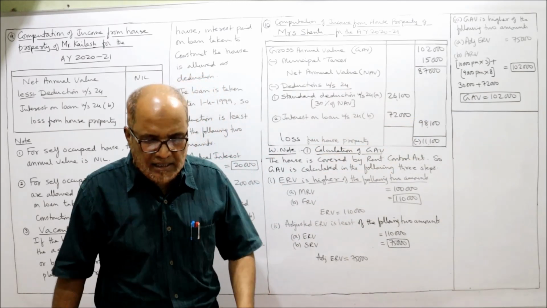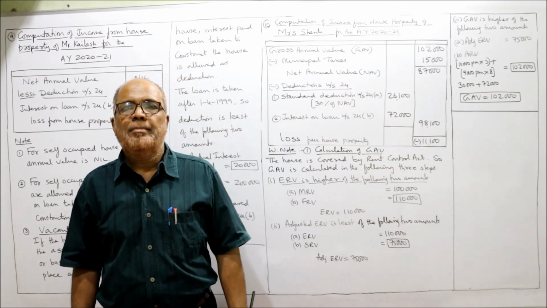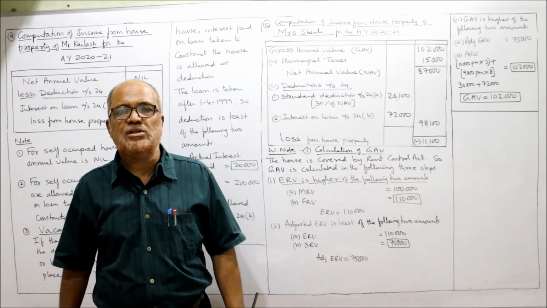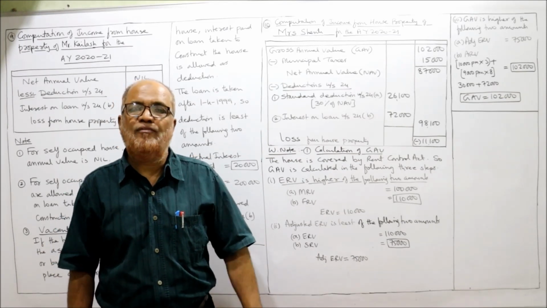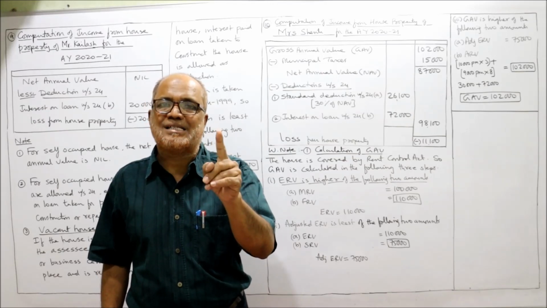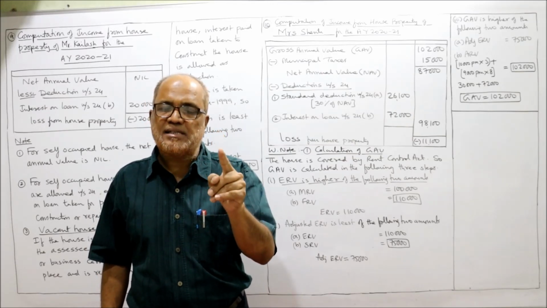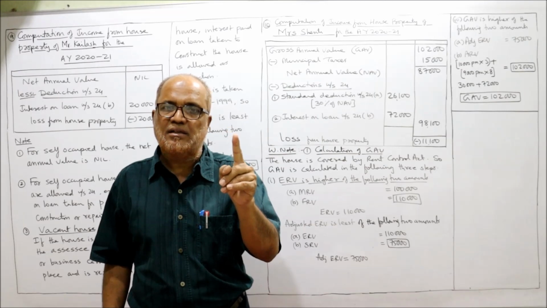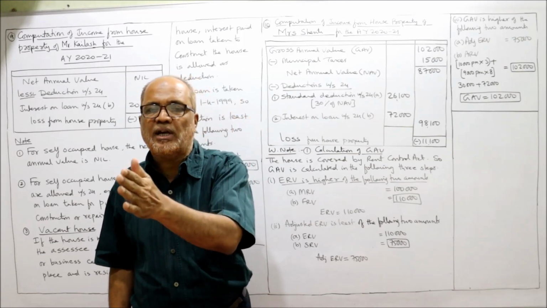The new tenant is Mrs. Amba. Amba's rent is 9,000 per month. For how many months? She has taken the house on 1st August. So 1st August to 31st March.